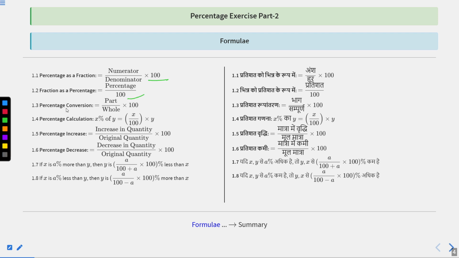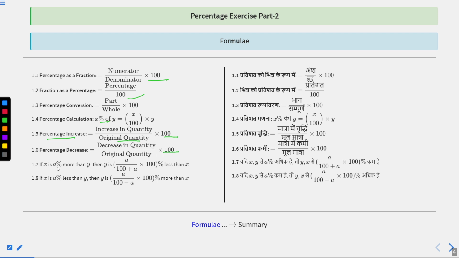Third one is percentage conversion. If you have some part upon whole, multiply by 100. Percentage calculation, x percent of y. What does it mean? x upon 100. When we remove the percentage sign, we divide by 100 and multiply by the value of y. Percentage increase is increase in value upon original quantity multiplied by 100. Next is percentage decrease, decrease in quantity upon original quantity multiplied by 100.